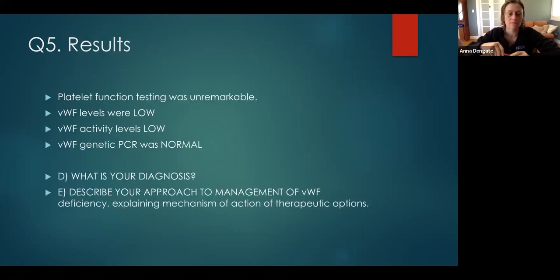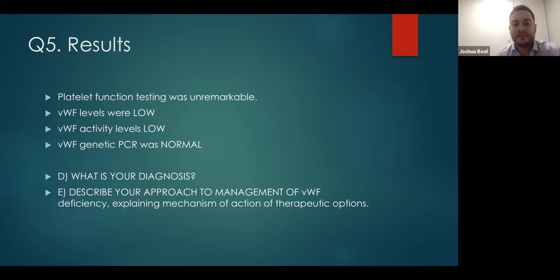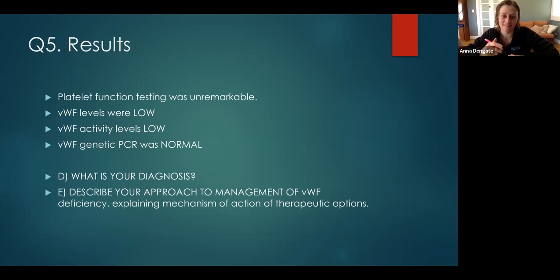So results: platelet function testing was unremarkable. Von Willebrand factor levels were low. Von Willebrand factor activity levels were also low. Ignore the genetic PCR being normal, that's a trick question. What is your diagnosis? Von Willebrand's factor deficiency. Excellent, very good. That's excellent.